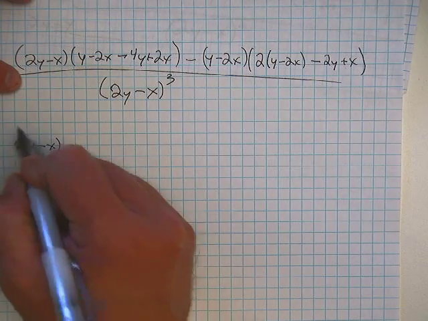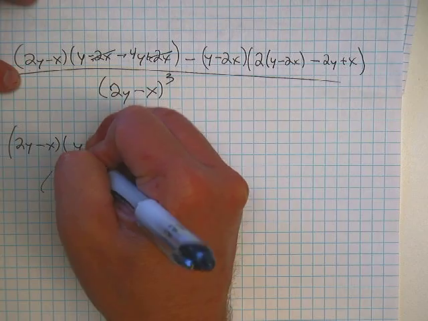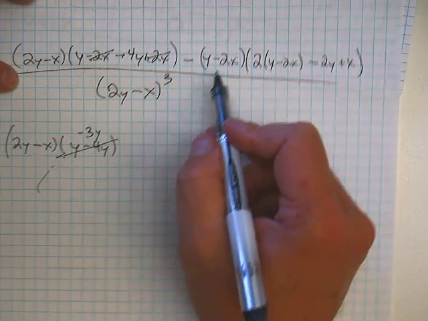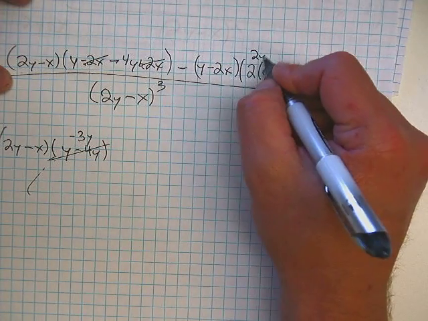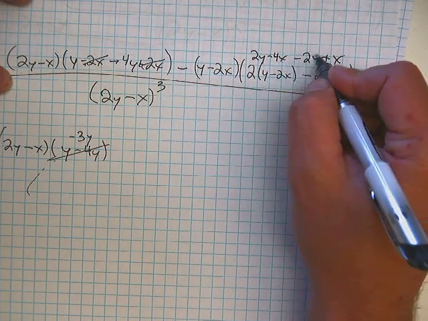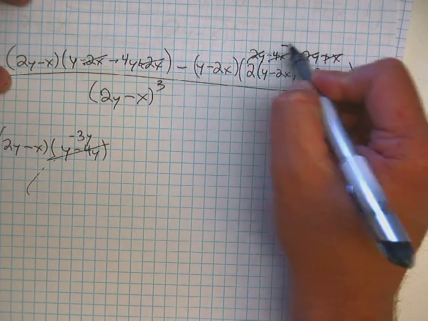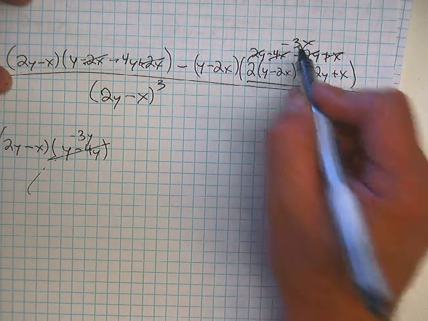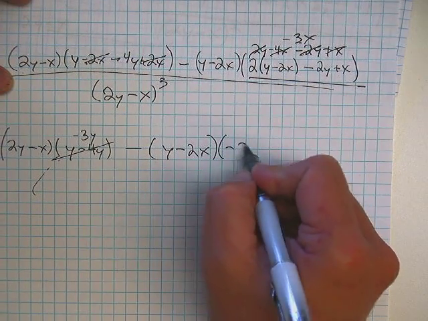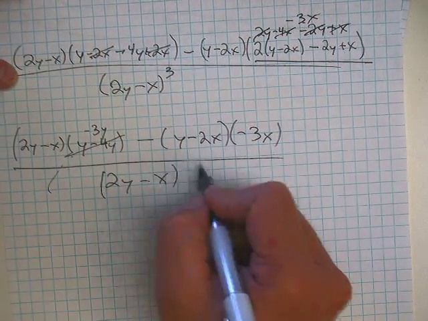We got 2y minus x times, let's see, can we combine anything? That 2x and that 2x cancel out, and we get y minus 4y, which is negative 3y. This is 2y minus 4x minus 2y plus x. So those two 2y's cancel out. We got minus 4x plus x, which is negative 3x. So that whole thing comes down to negative 3x. So it's minus (y minus 2x) times negative 3x, all divided by (2y minus x) cubed.